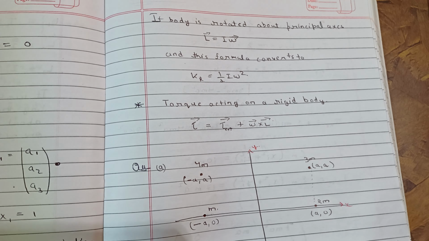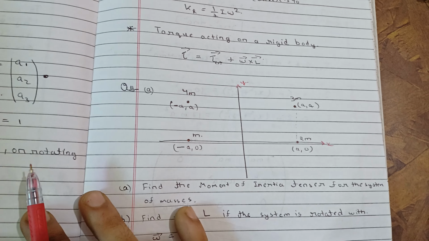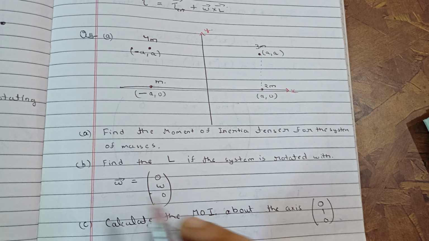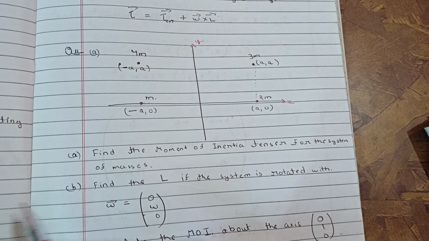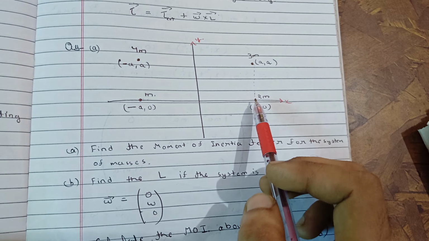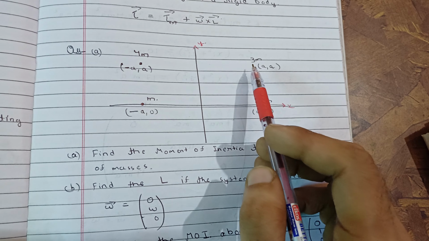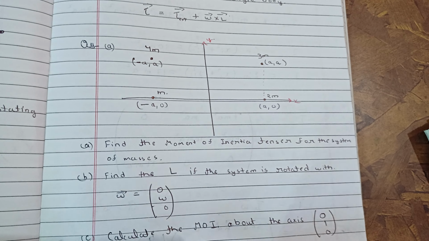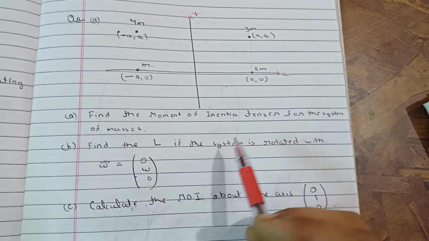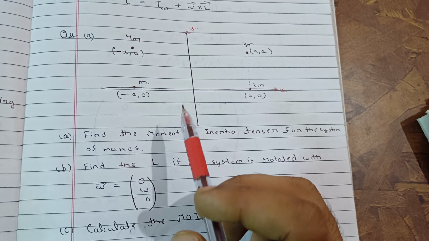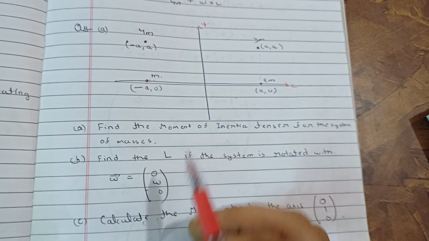Now let's see some questions based on all these concepts we discussed, because that is the main thing we need, problem solving. So this figure is given. This is the xy axis and the masses are distributed this way: 2m here at coordinate (a, 0), 3m here at (a, a), 4m at (minus a, a), and m at (minus a, 0). Now we need to find the moment of inertia tensor for this system of masses. So let's do this first.